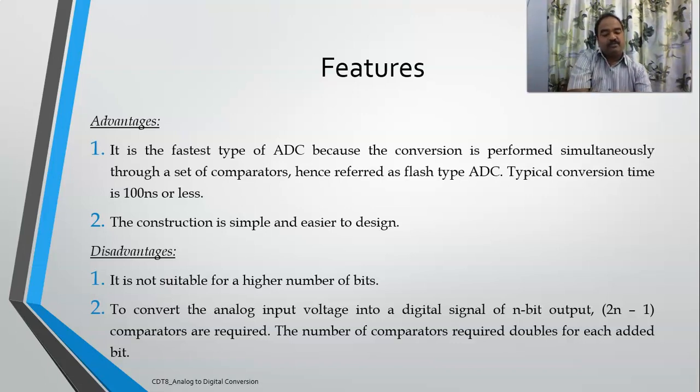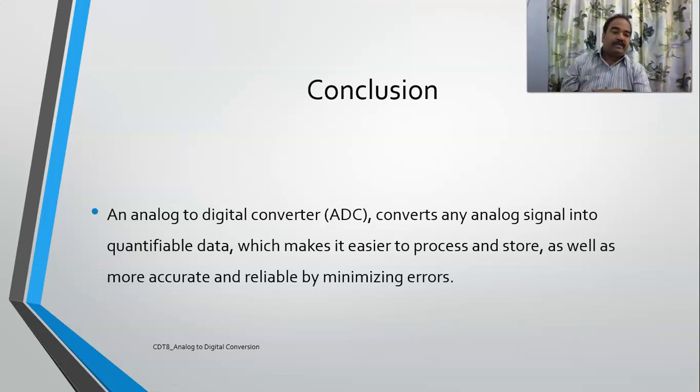Okay. So I hope you have understood now, and I hope that now you are able to design your own 8-bit or 16-bit flash type ADC. So on the whole, analog to digital converters are very simple circuits through which we can convert analog data to digital or quantifiable data. Because quantifiable data is always required for our processing. It is easier to process and also to store. And besides, it is very accurate and reliable by minimizing the errors. And we do require these ADC converters in our digital circuits.